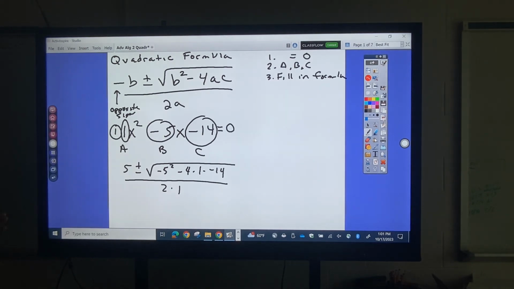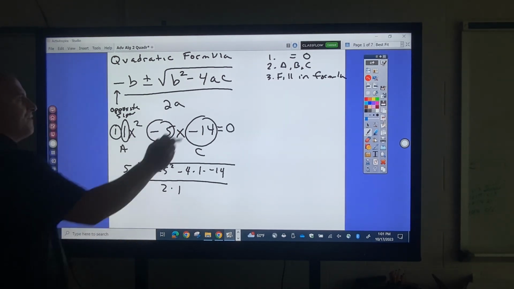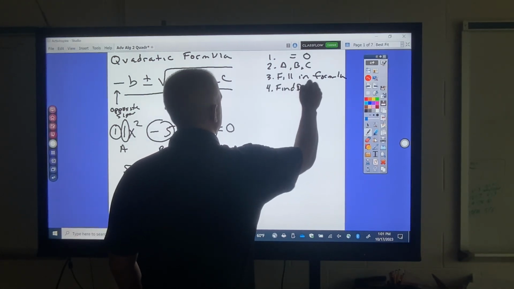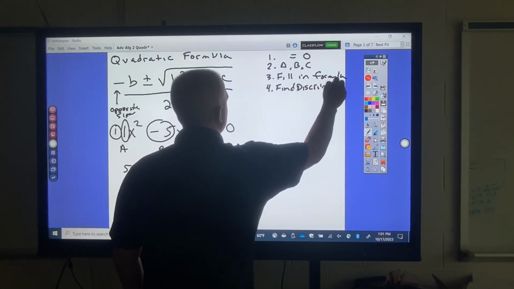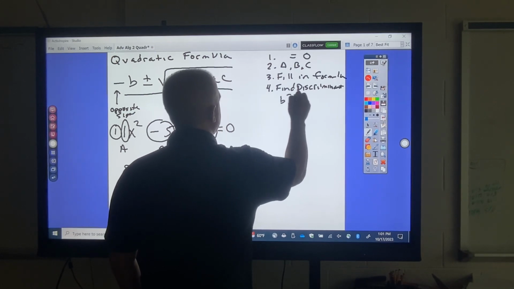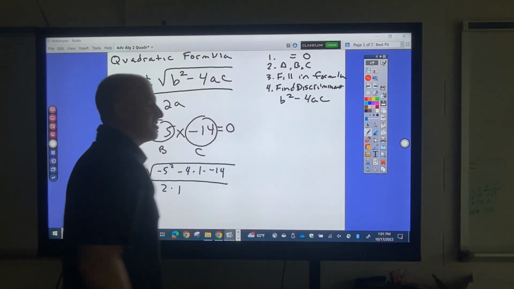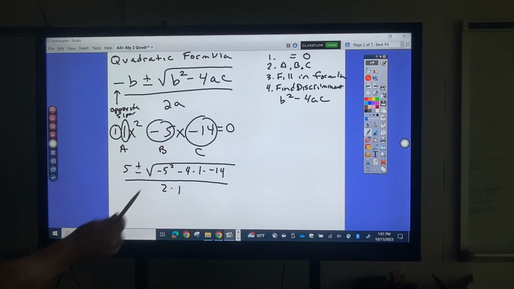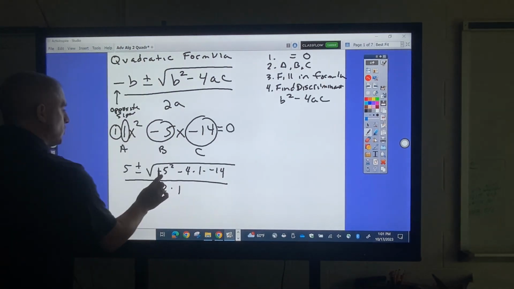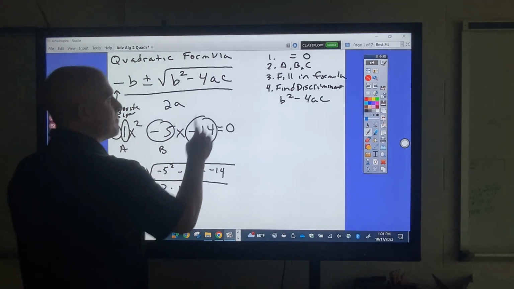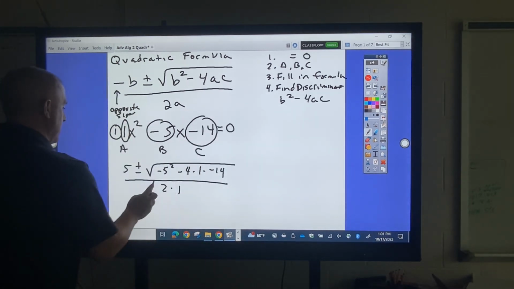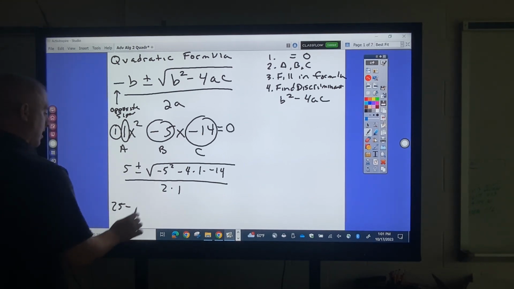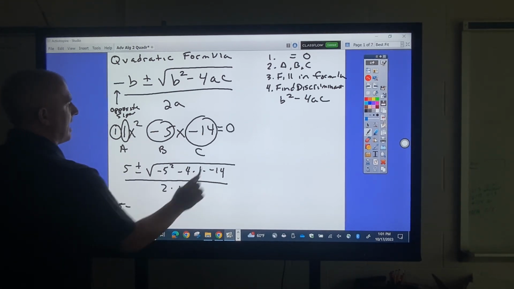Now, you've got to watch. What we're going to find next is the discriminant. The discriminant is b squared minus 4ac. That does a couple things for you. On the next slide, I'll talk about how to find the nature of the roots. The big thing is anything squared is going to be positive. So for this one, I've got 25 minus 4 times 1 times negative 14.